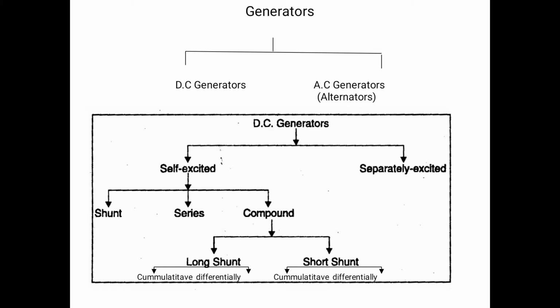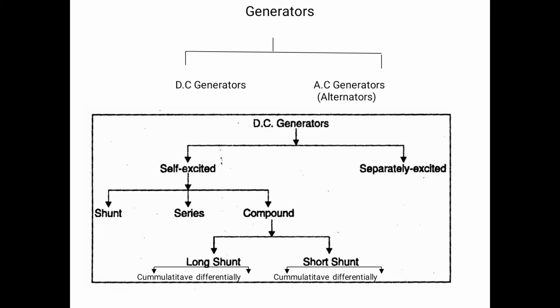Next, based on the shunt field winding connection, the compound generators are divided into two types: long shunt and short shunt. In a long shunt compound DC generator, the shunt field winding is connected across the series combination of armature winding and series field winding. In a short shunt compound DC generator, the shunt field winding is connected across only the armature winding. Next, the long shunt and short shunt compound DC generators are divided into two types: cumulative and differential.